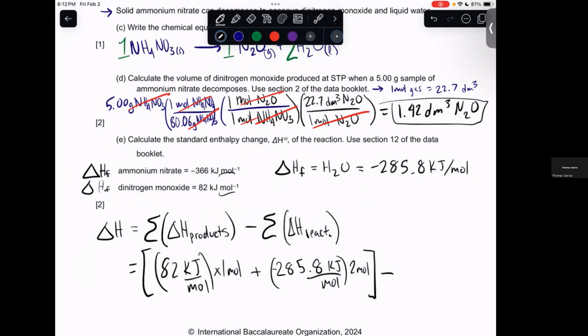We're going to subtract that of our reactants, which is negative 366 kilojoules per mole, and we only have 1 mole. Again, I'm just using the balanced chemical equation. When I add this whole thing up, I get negative 124 kilojoules. And that is my answer.